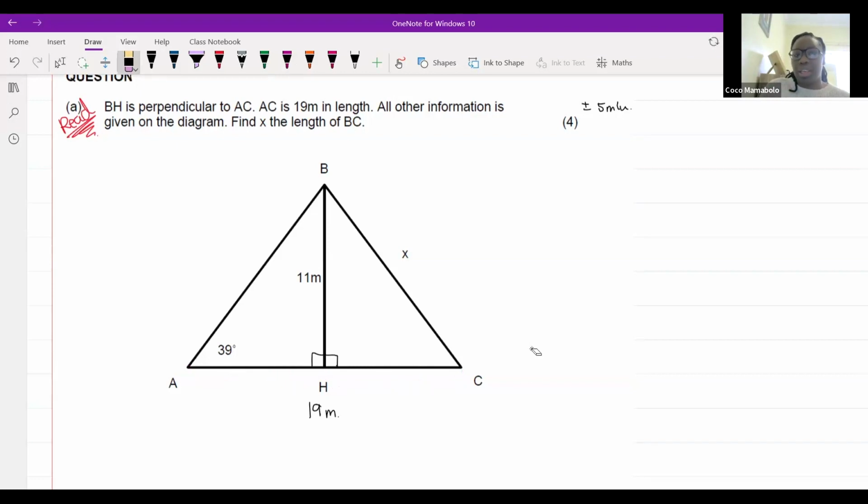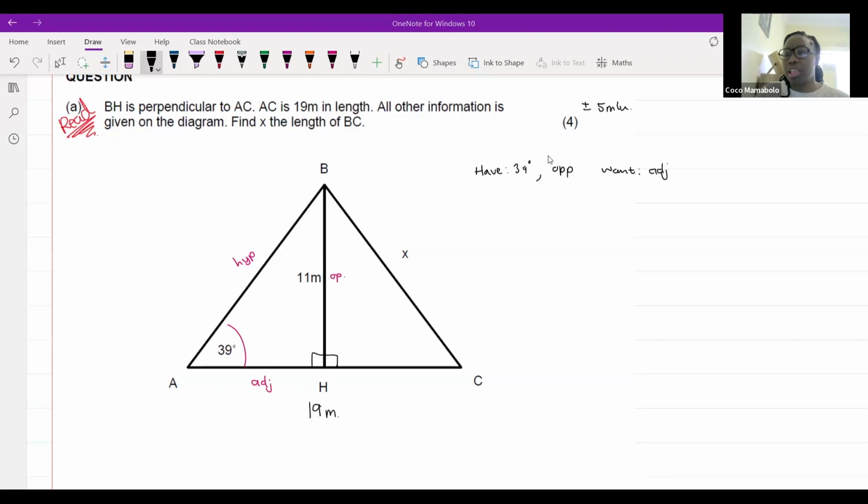All right, so first thing I'm going to do, as always, step number 1, I'm going to label in terms of my 39-degree angle. This becomes my adjacent side. 11 meters becomes the opposite. And AB over here becomes the hypotenuse, right? Now I know what I have. I have a 39-degree angle. I've also got the opposite side. And I know that I want the adjacent side. I want AH, because AH is going to allow me to figure out what HC is equal to.